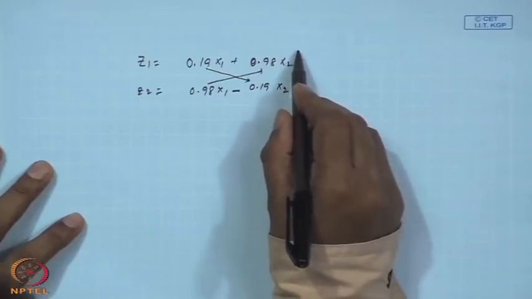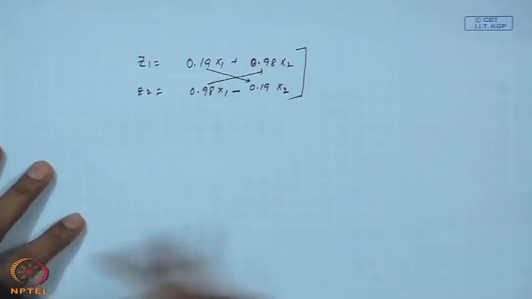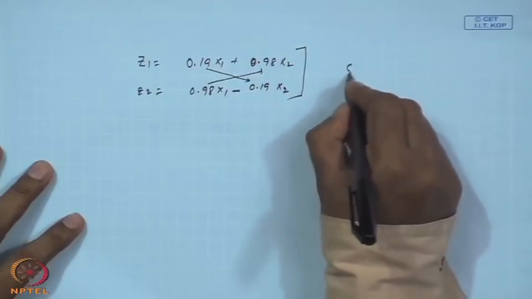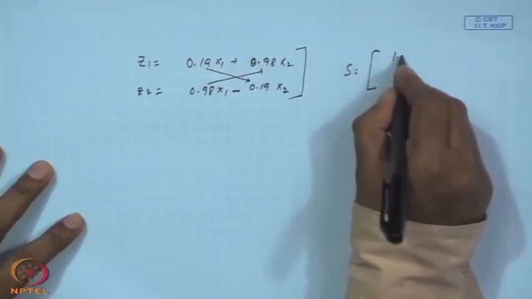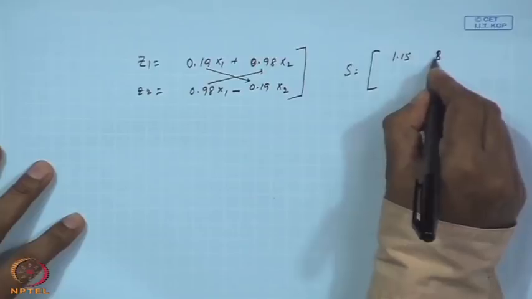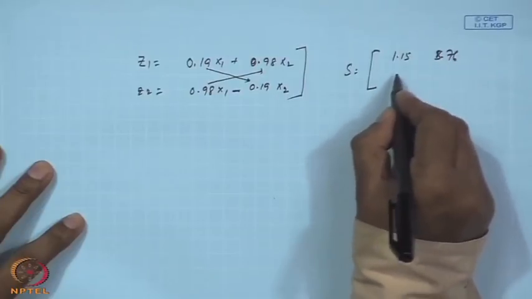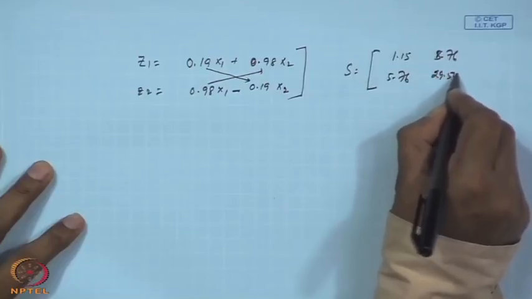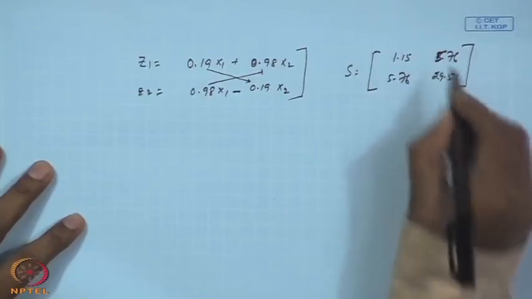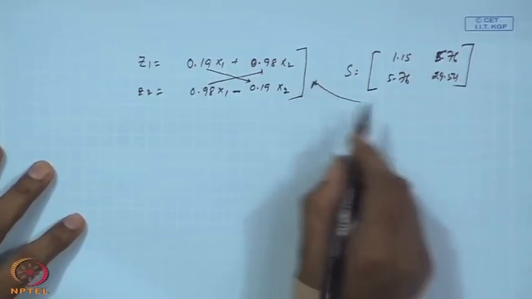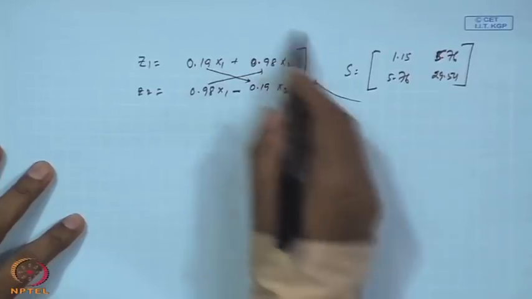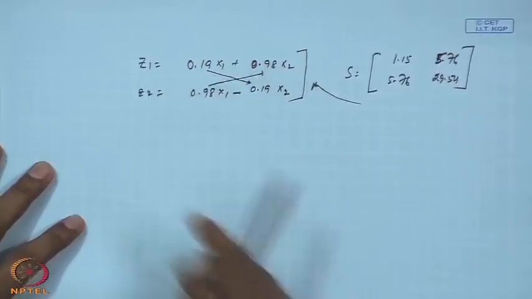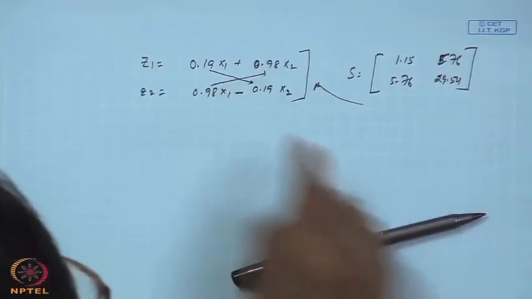So, what I ask you is that you please compute in detail using this S matrix, like 1.15, 5.76 and 5.76, 29.54. You compute in detail and you come up to this level, you will be able to find out the reason of this type of relationships.